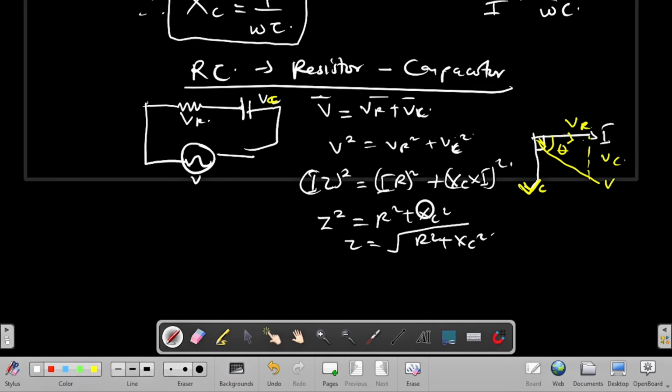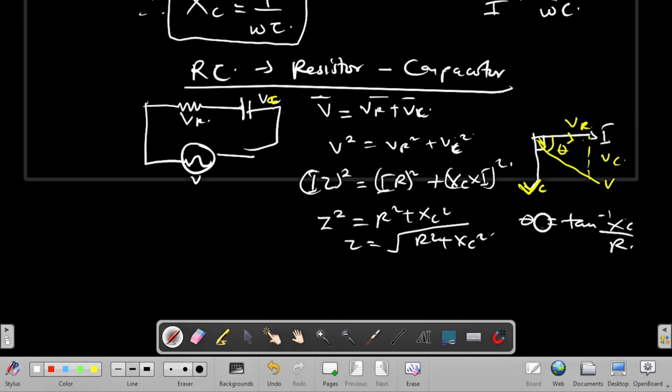So to find the effective impedance in any RC circuit, it is simply the square root of the sum of the squares of R and XC, as simple as possible. Let's check the phase difference. The phase difference theta is simply equal to tan inverse of VC over R, so XC over R.